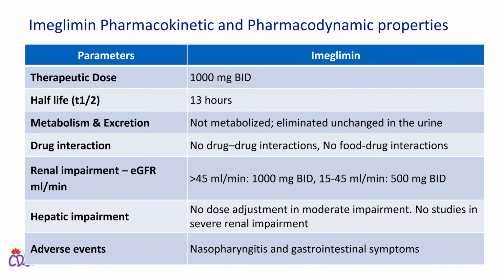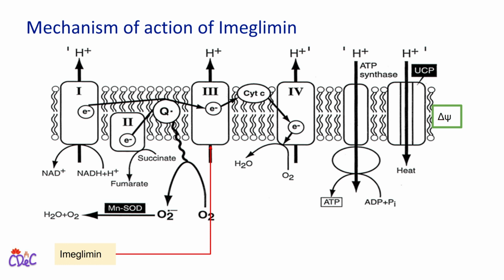2 important side effects, nasopharyngitis, remember again DPP-4 inhibitors. GI symptoms are very low, especially, at least in my practice, I've used it in patients who don't tolerate metformin, so a switch works. How does it work?